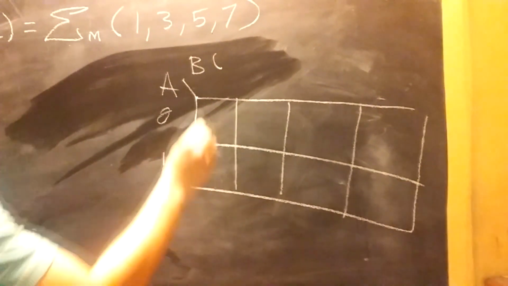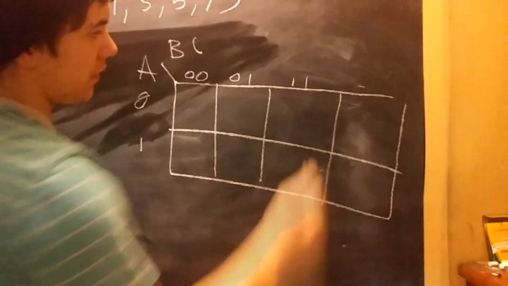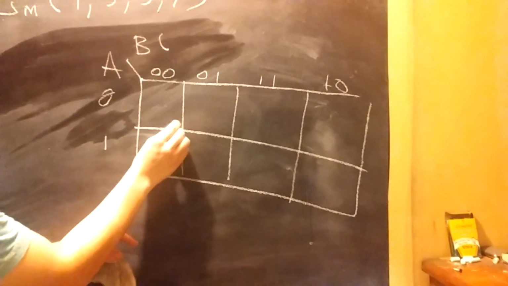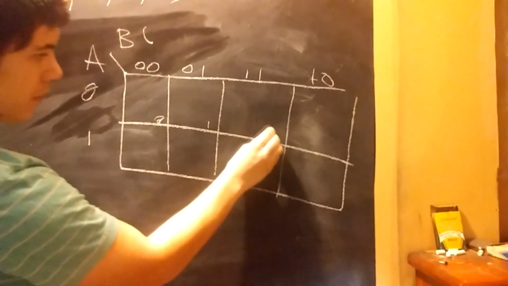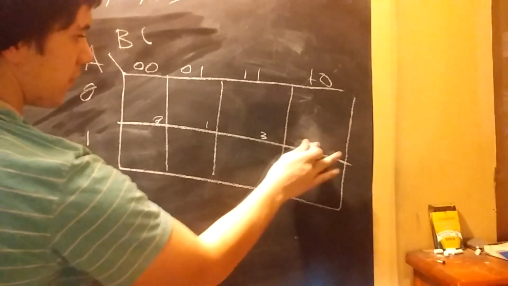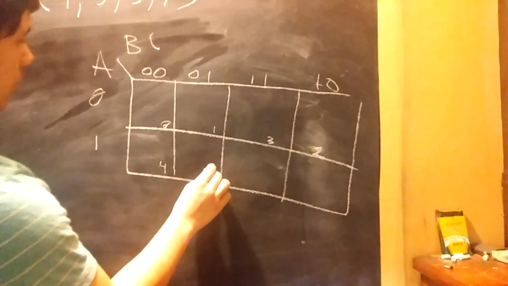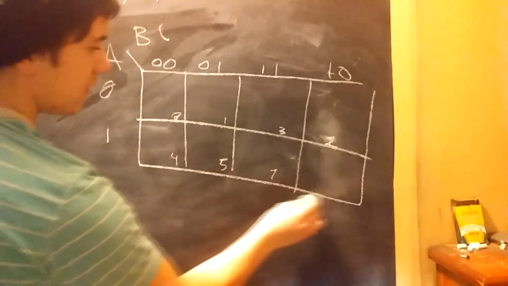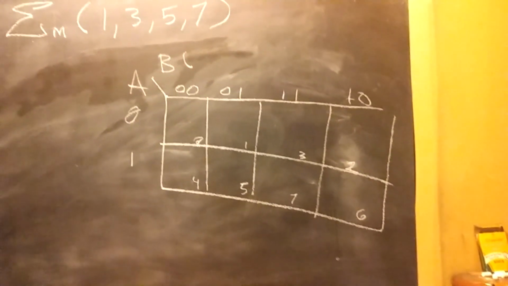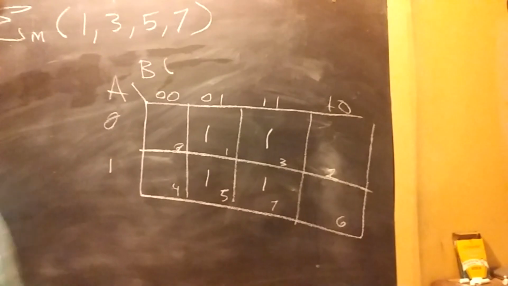But here's where the gray code comes in. It goes 00, 01. We don't want 10, we want 11, because it's a 1-bit change. And then we'll have our 10. So then it helps to come in here and write our numbers in here. So we have a 0, a 1, a 3, and a 2. Then we have a 4, 5, 7, 6. So now whenever we have a number here, we just plug in a 1 here. So we don't have a 0, we have a 1, we have a 3, we have a 5, we have a 7.